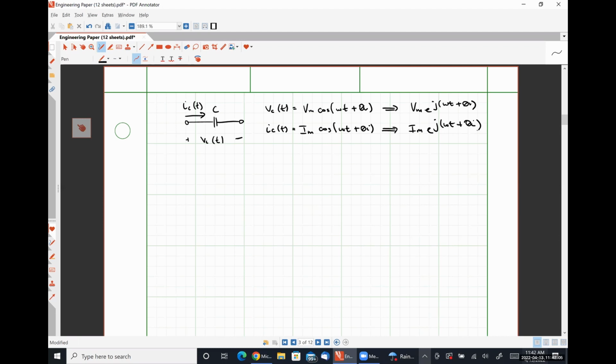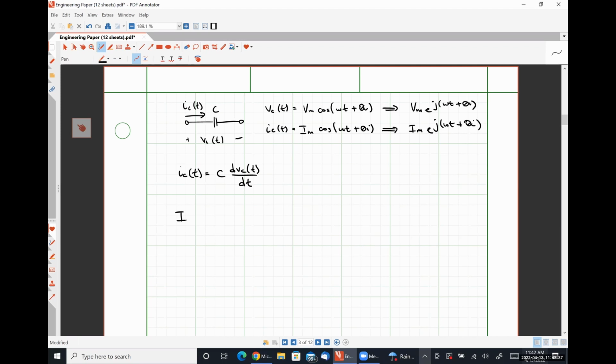So we do have a derivative-based relationship between voltage and current for a capacitor as well. So let's take that relationship and effectively follow a very similar approach. So for a capacitor, we know that Ic of t is C times the derivative of the capacitor voltage.